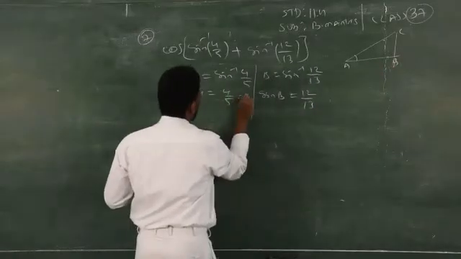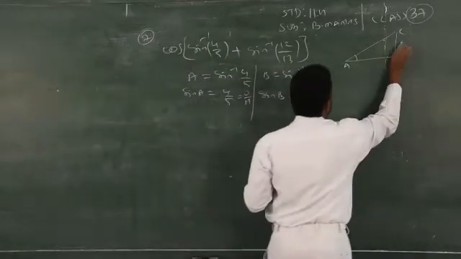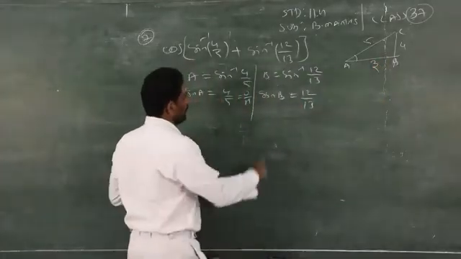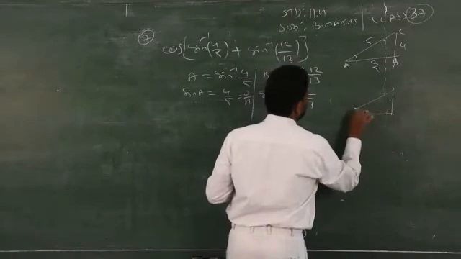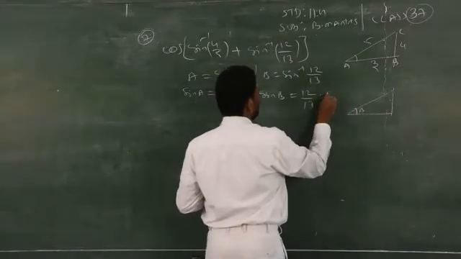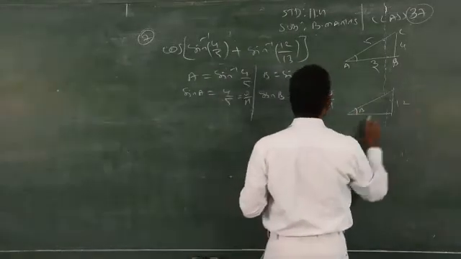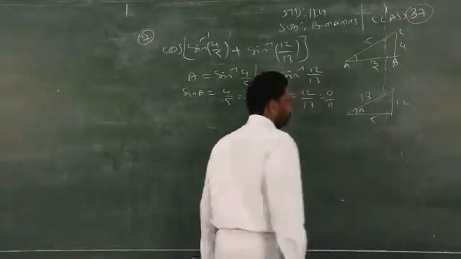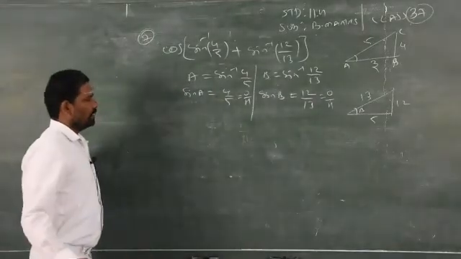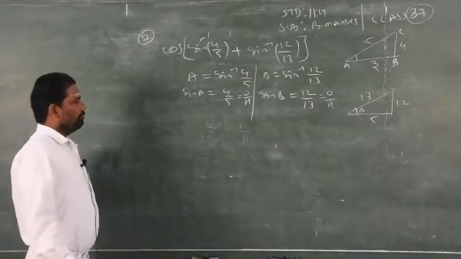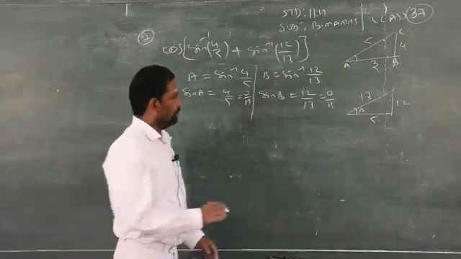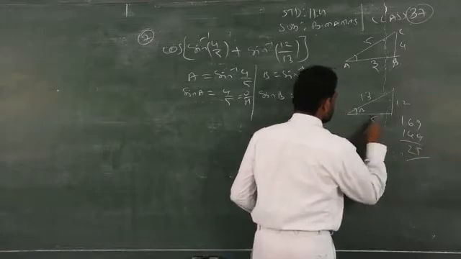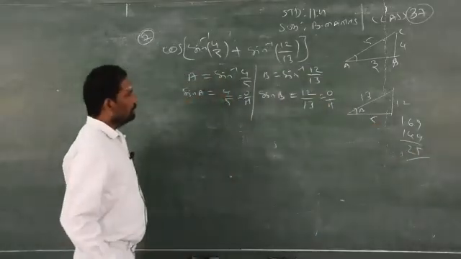What is the sin A formula? Opposite by hypotenuse, that is 4 by 5, which will give you 3. Clear? The next one, sin B, opposite by hypotenuse is 12 by 13. So 12 square is 144, 13 square is 169. 169 minus 144 is how much? 25. The square root of 25 is 5. So these are called Pythagorean triplets.